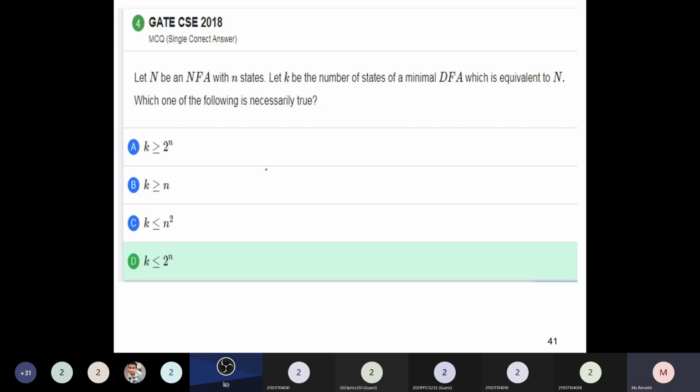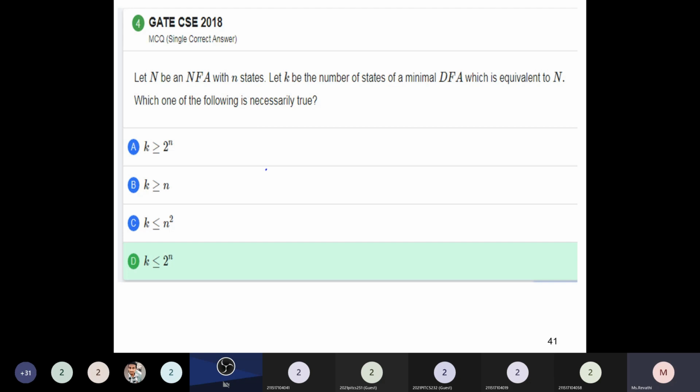Let N be an NFA with n states. Let k be the number of states of the minimal DFA which is equivalent to N. Which of the following is the correct answer? So here we have an NFA and then a minimized DFA. How to convert the NFA into DFA? We have the formula, right? Using that formula, we need to convert the given NFA into a DFA. After converting the NFA into DFA, we need to find the minimized DFA. Minimized DFA means if our DFA consists of a large number of states, according to some condition, we can reduce the number of states. We have so many methods for minimizing a DFA. In the next class, we will discuss the minimized DFA.